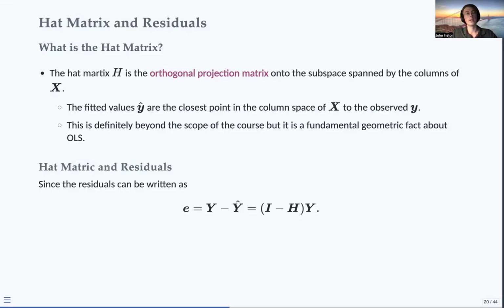Matrix. Sorry. And the residuals. Since the residuals can be written as the difference between our observations and our fitted values, we can write this as Y minus HY, and then we can essentially factorize, where I is describing this n by n identity matrix. I got a little bit lazy with my subscripts here.